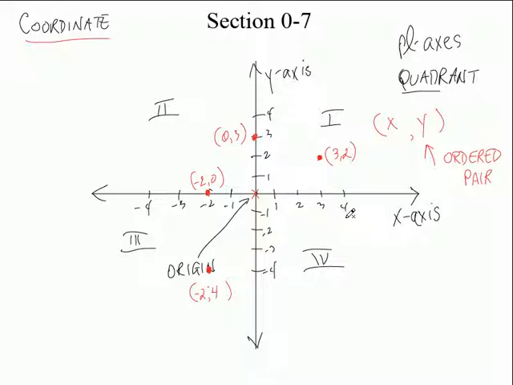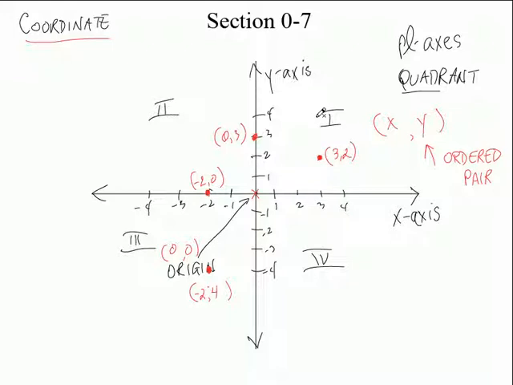Let me just look in the book. I think we're good on this. Oh, what's the coordinates of the origin? 0, 0. All right, so the origin is at 0, 0. I think we covered pretty much everything. We've covered the axes, and we've covered one of the quadrants.